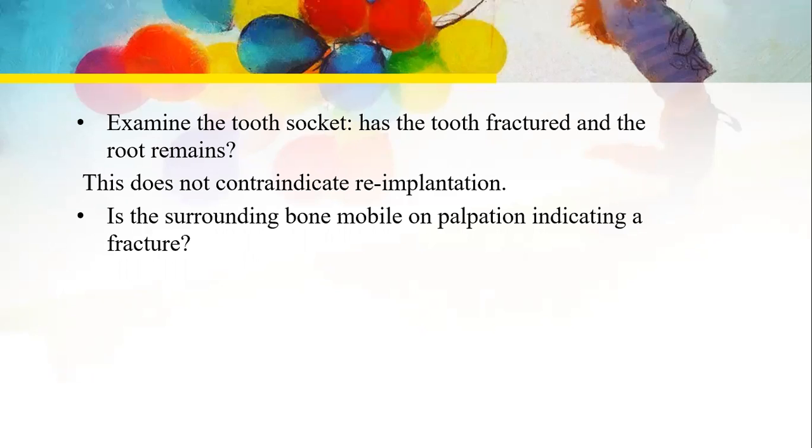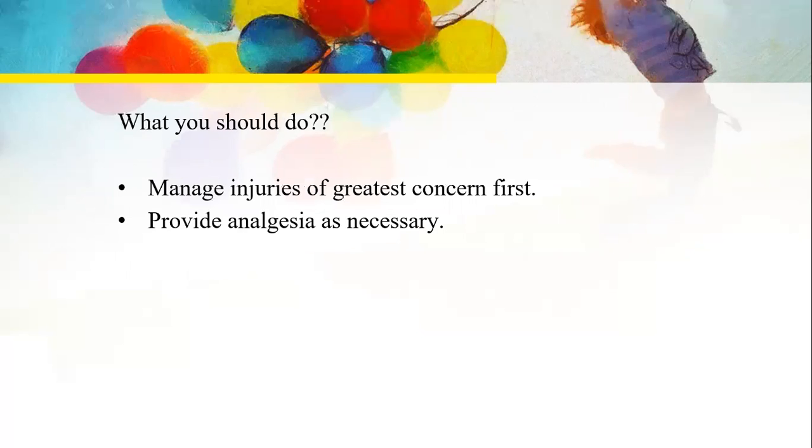Examine the tooth socket. Has the tooth fractured and the root remains? This does not contraindicate reimplantation. Is the surrounding bone mobile on palpation, indicating fracture? So you have to see if the alveolar socket or the alveolar process itself is injured, and check for jaw injury and fracture also.